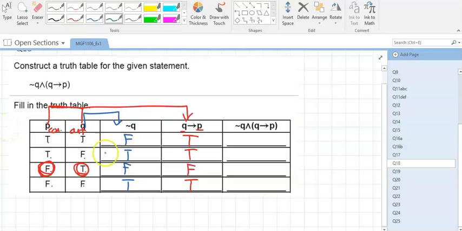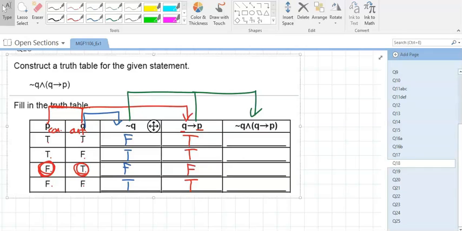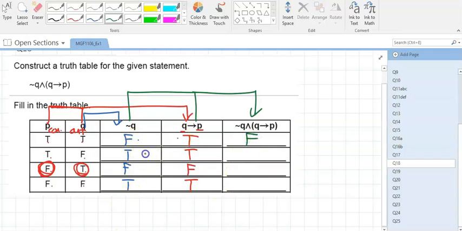So now we're going to take these two columns right here and pull an and on them. So ands are only what when what again? Only true when both are true. So I got false true. Yep. I got true true. Yep. I got false false. And I got true true. There we go. And there we are. That's what they want. Construct the truth table.